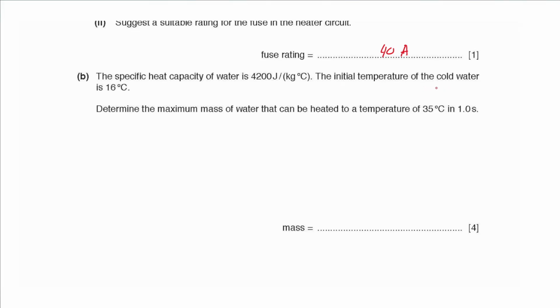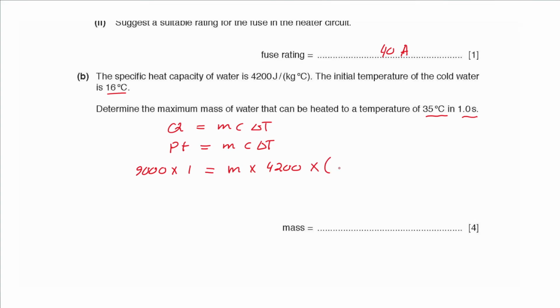The initial temperature of the cold water is 16 degrees Celsius. Determine the maximum mass of water that can be heated to a temperature of 35 degrees Celsius in 1 second. So we can use the energy is equal to mc delta T, and we can replace the energy Q by power multiplied by time, and then we substitute mc delta T. Power was equal to 9,000 and the time here is 1 second in this question. The mass is the unknown, C is 4,200 joules per kilogram degrees Celsius, and the change in temperature is the difference between 35 and 16.